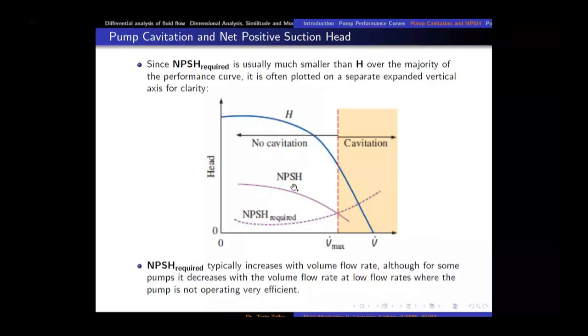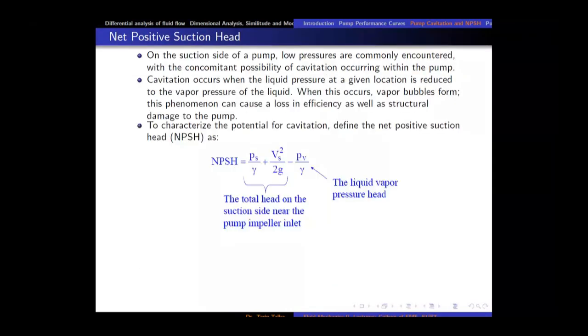Let's see how to do that. So we have written that on the suction side of the pump, low pressures are commonly encountered, as we discussed quite in detail, also with the help of the video. Cavitation occurs when the liquid pressure is less than the liquid vapor pressure, and this phenomenon is called cavitation, and it damages the pump impeller blades. So if we want to calculate the net positive suction head, we need to subtract: this is the total head on the suction side minus the liquid vapor pressure.